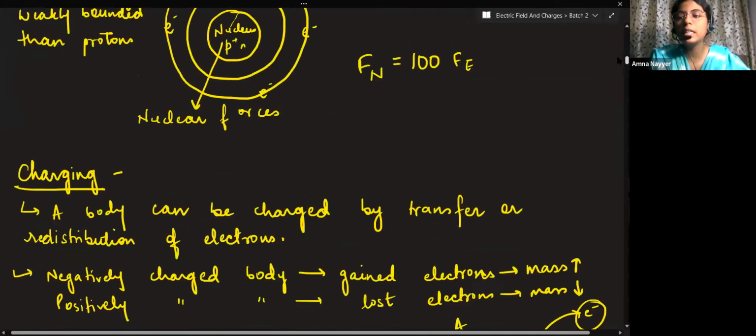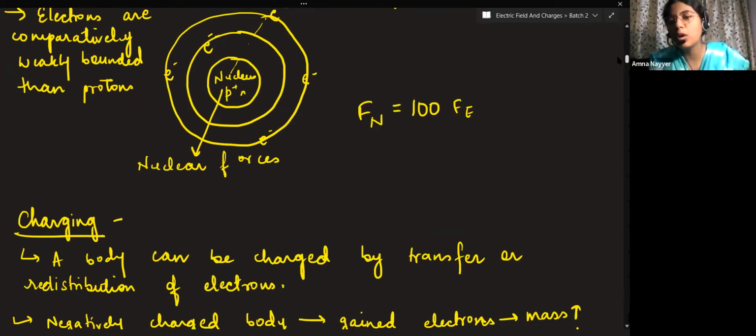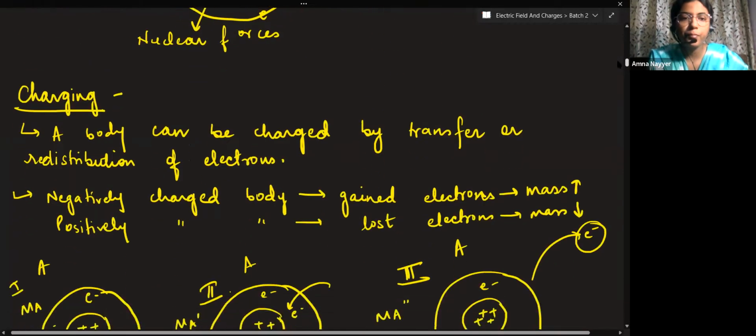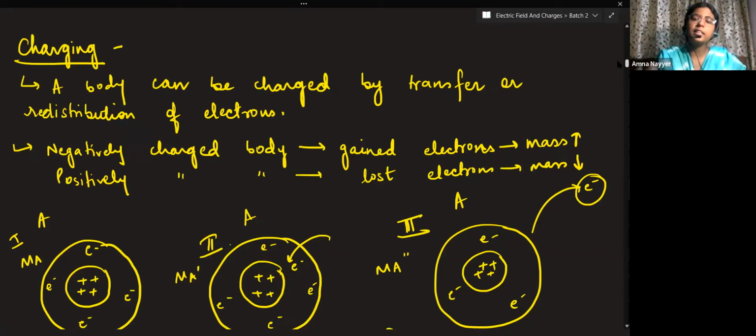Then we had also seen that protons are tightly bound because of the presence of nuclear forces, which are 100 times stronger than the electric forces. So that's why only transfer of electrons occurs and not the transfer of protons. Then we had seen charging. Charging basically means transfer of electrons. A body that gains electrons becomes negatively charged, and the body that loses electrons becomes a positively charged body.